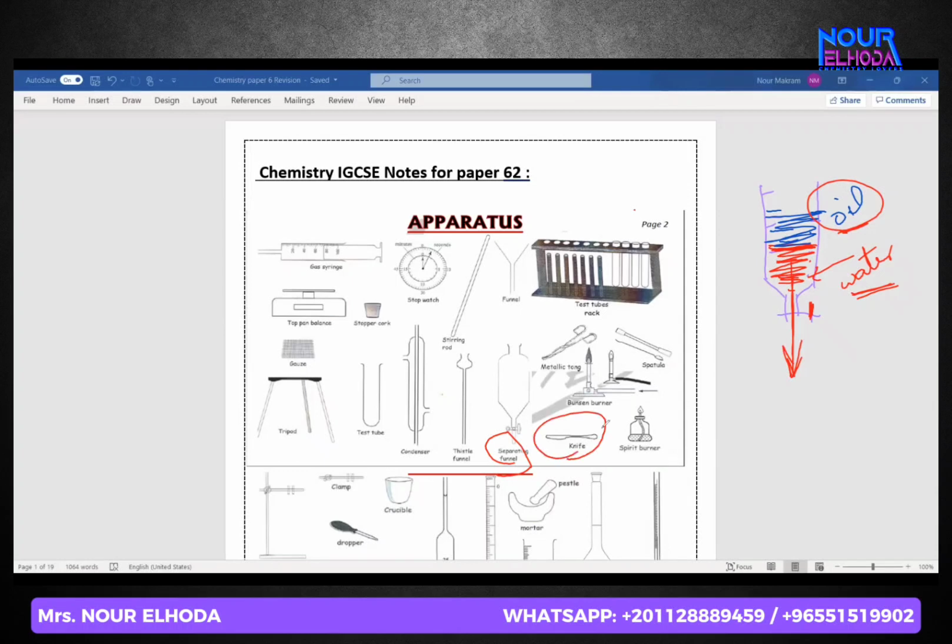Okay, of course this is a knife if you want to cut anything. Sometimes, for example, you want to cut something that is soft, so you can cut it with a knife. Okay, next, metallic tongs or tongs. Sometimes you're asked to label the picture of the tongs.